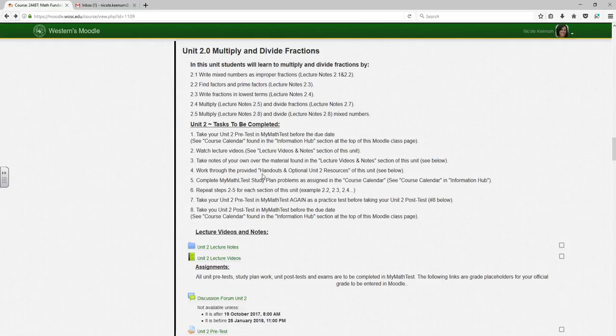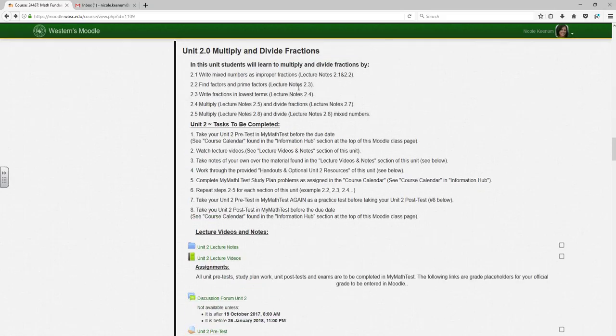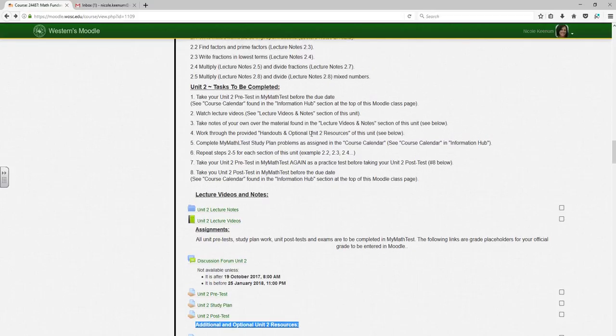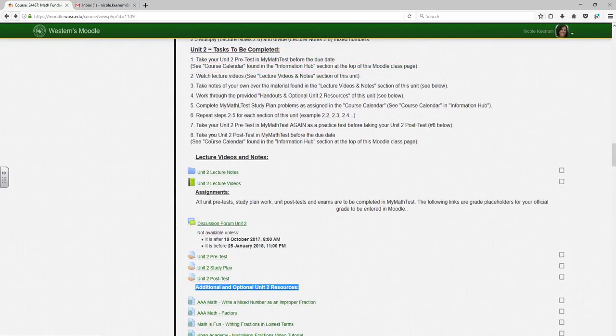the fourth thing is you need to work through any of the additional resources found down here at the bottom, the additional and optional resources for Unit 2. Each one of these corresponds to something that you should be learning in this unit specifically. Those are there just for additional help.